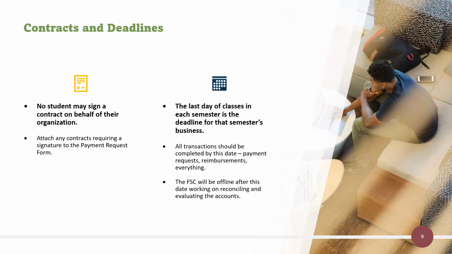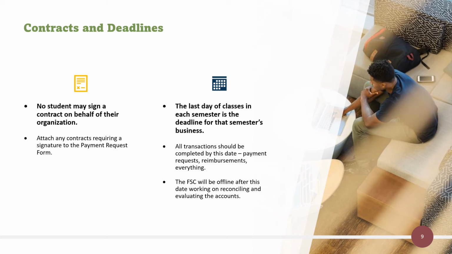Contracts and deadlines. No student may sign a contract on behalf of their organization. Contracts have to be reviewed by another department at Penn besides the Office of Student Affairs. Please attach any contracts requiring a signature to the payment request form.